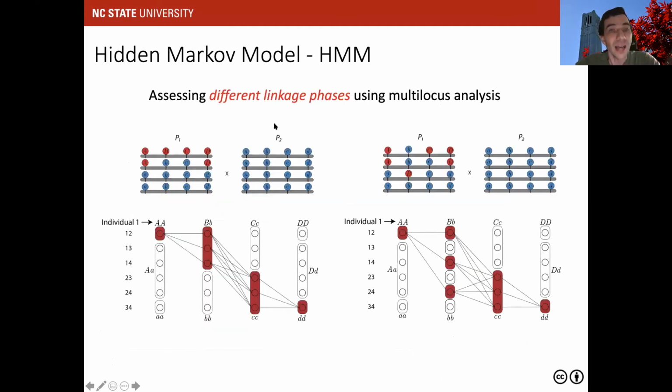And you can test different linkage phases, right? But instead of just using one marker, we use two. So this is comparing two different linkage phases. Here we have one possible linkage phase for the parents and another linkage phase. The resulting hidden Markov model will be different, and you can use the likelihood to compare.